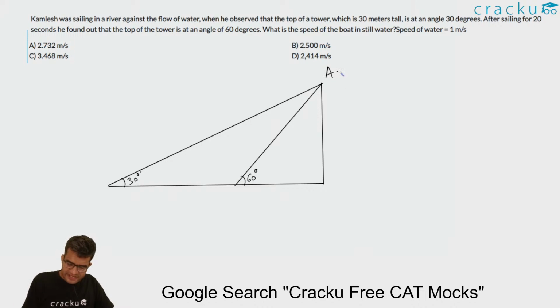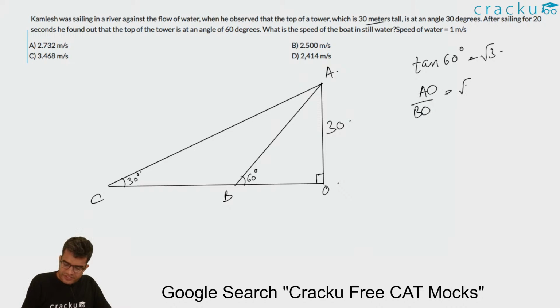Let this be A, let this be B, let this be C, and let this be O. We are given the height of the tower. The height of the tower, is it given to us? Yes, it is 30 meters. So this is 30 meters and this is 90 degrees. So based on this, we can calculate the length of BO. The length of BO will be 30 divided by tan 60 degrees. We should know that tan 60 degrees is root 3. So AO divided by BO is equal to root 3, or the value of BO is equal to AO, which is 30 divided by root 3, which is equal to 10 root 3. So this is 10 root 3.